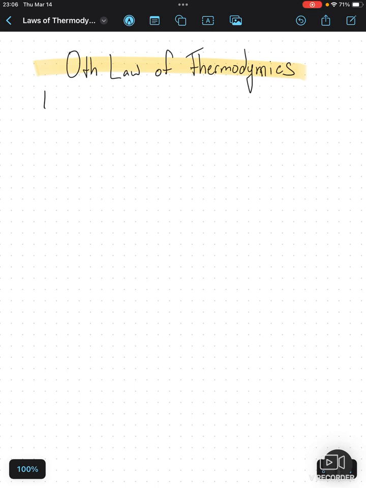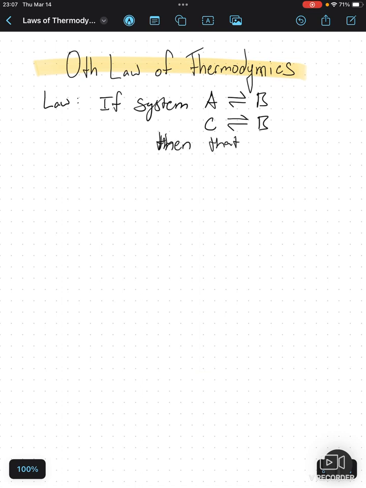Okay, so the basic zeroth law of thermodynamics is: if system A is in thermal equilibrium with B, and system C is in thermal equilibrium with B, then it must be that A is in thermal equilibrium with C. Now this is pretty straightforward. I would say it sounds like a logical conclusion.